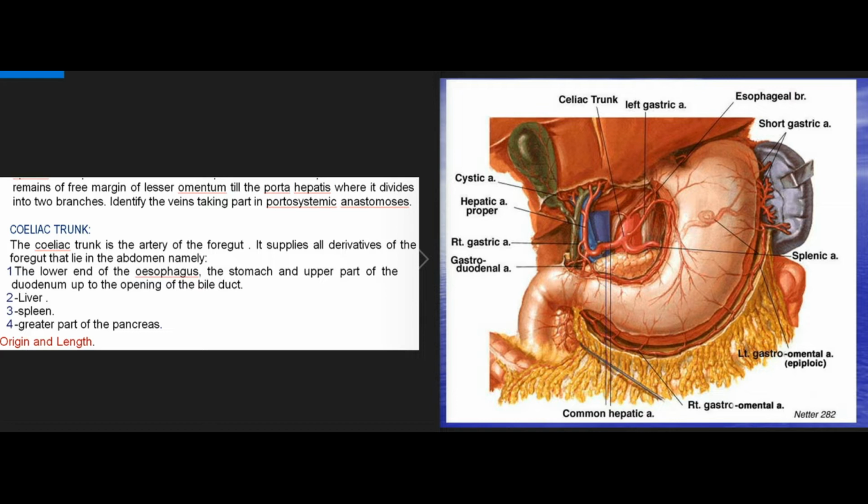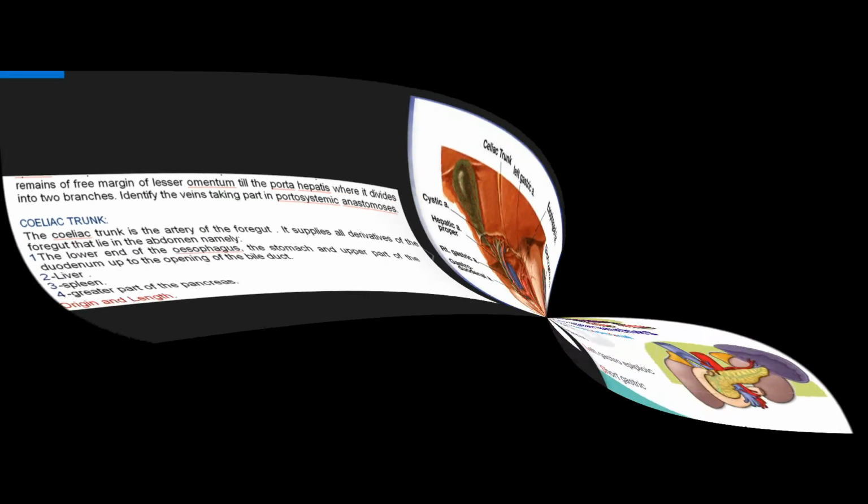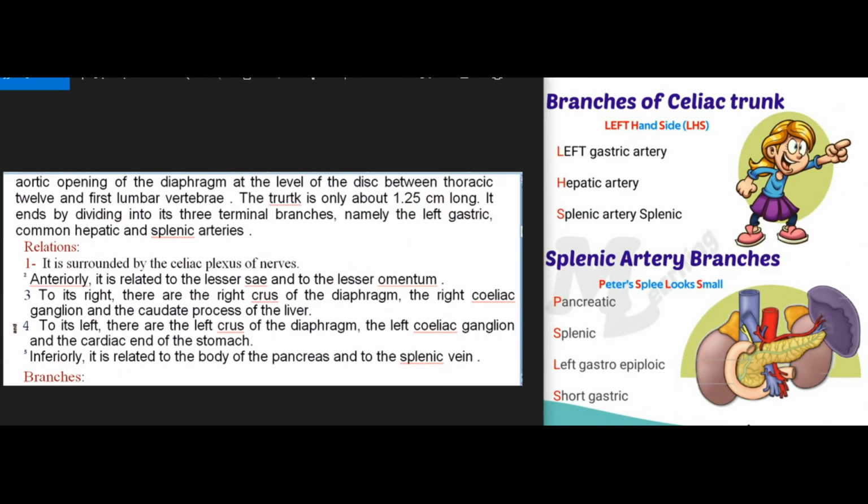Origin and length. The coeliac trunk arises from the front of the abdominal aorta just below the aortic opening of the diaphragm at the level of the disc between thoracic 12 and first lumbar vertebrae. The trunk is only about 1.25 centimeters long. It ends by dividing into its three terminal branches, namely the left gastric, common hepatic, and splenic arteries.